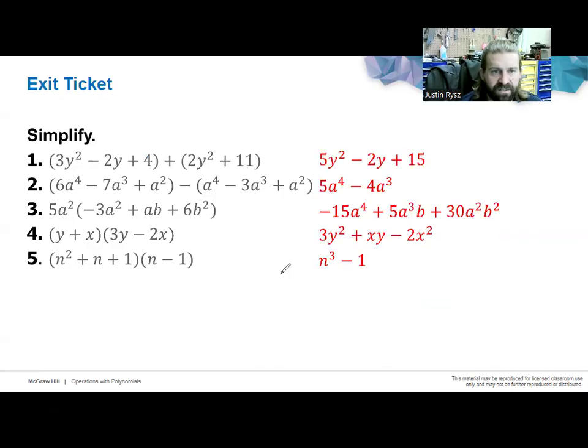All right, here's the exit ticket. See if you can get those same answers here. Remember, when we're adding, you're just combining like terms. Subtracting, you're adding the negative. And when we're multiplying, we are distributing.